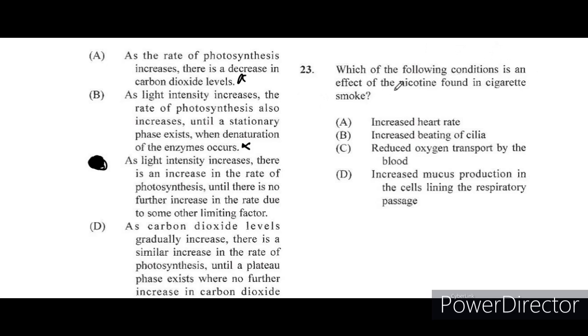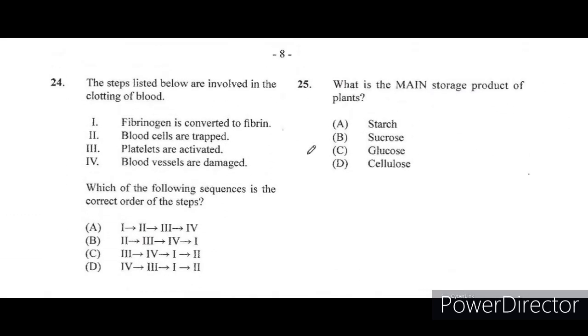All right, which of the following conditions is an effect of nicotine found in cigarette smoke? Increased heart rate. I think this is something you just have to know. So I think you're supposed to read up on them. I don't know. I don't remember what happened in grade 11, to be honest. 23, 24. So the steps listed below are involved in the clotting of blood. Which of the following sequences is the correct order of the steps?